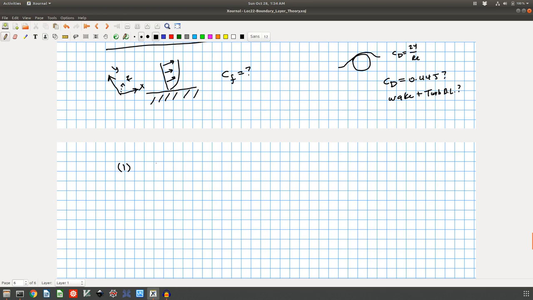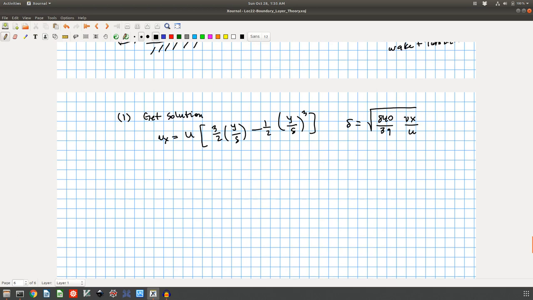So we get our solution, which we have from above, the Pohlhausen or the von Karman Pohlhausen solution. So Vx is equal to U times 3/2 y divided by delta minus 1/2 y divided by delta cubed, where delta equals the square root of 840 divided by 39 nu x over U. All right, that's our solution. And then set Vy equals zero and P equals constant.